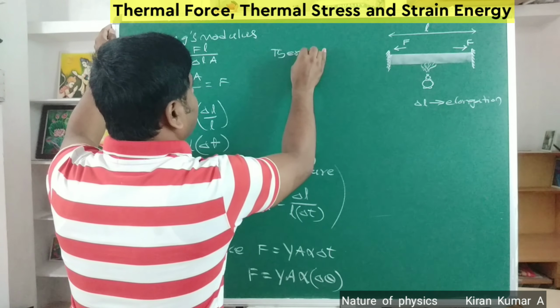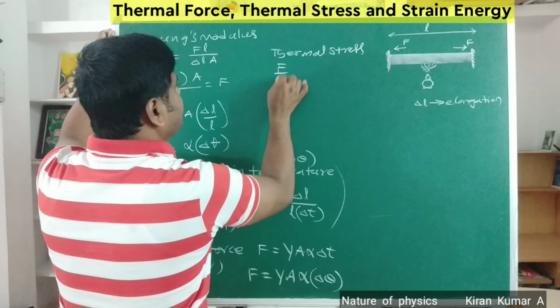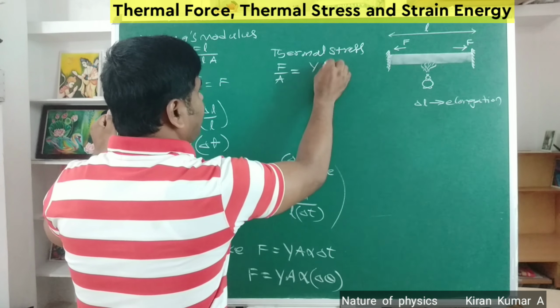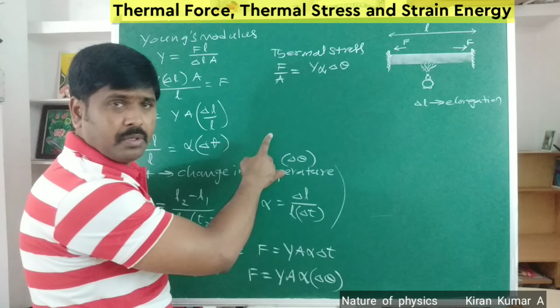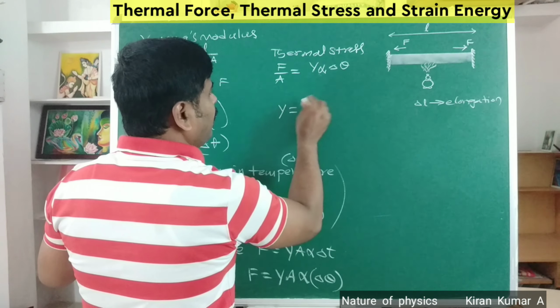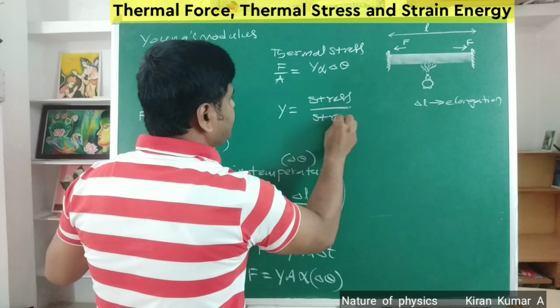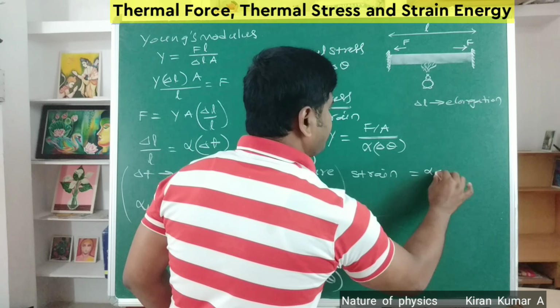So thermal stress, that is force per unit area, that is restoring force per unit area, is Y alpha into delta theta. See, from this formula only I wrote. And the Young's modulus formula we know very well, that is longitudinal stress divided by longitudinal strain. So here the formula is Y equal to F by A divided by alpha into delta theta, and from this equation we can write strain is equal to alpha into delta theta.